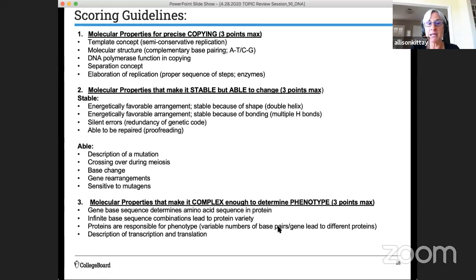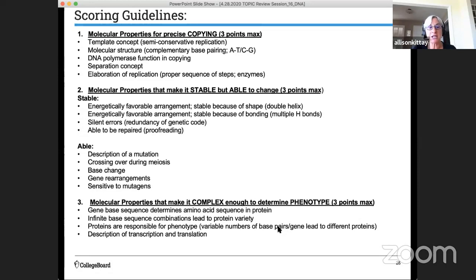Okay. It's also stable because of its bonding. Remember that there's multiple hydrogen bonds between those nucleotides holding those strands together. There are silent errors. In other words, there may be some differences, but they're not always going to be in the part of the DNA that is expressed. And then finally, it's able to be repaired through that proofreading that we discussed at the end of our discussion about replication.